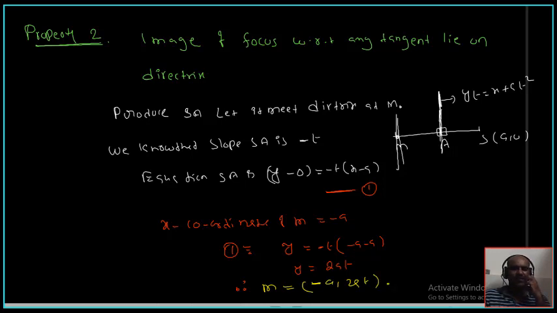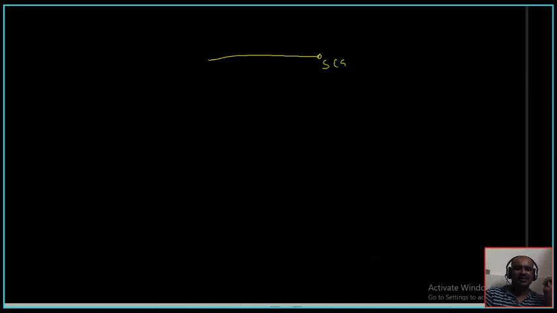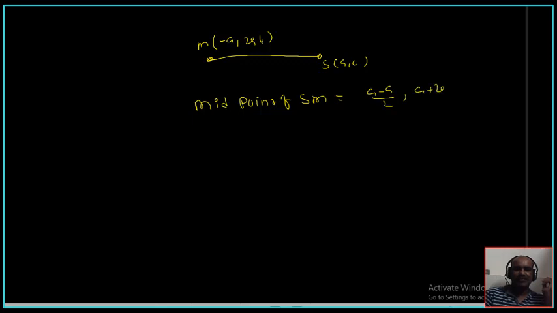So now what you got? M equal to minus a comma 2at. Now we got the M coordinates. Already A coordinates are there, already S coordinates are there. It is enough to prove that the midpoint of SM is nothing but A. So I will find the midpoint of SM. Next page, SM. This is a comma 0. This is M, minus a comma 2at. Midpoint of SM equal to a minus a by 2 comma 0 plus 2at by 2. Sorry, this is 0. So what is that? This is 0, and 2 gets cancelled, at. Observe, which is nothing but A only.